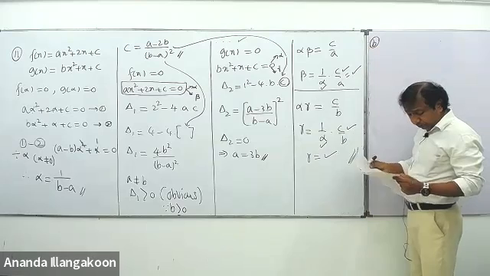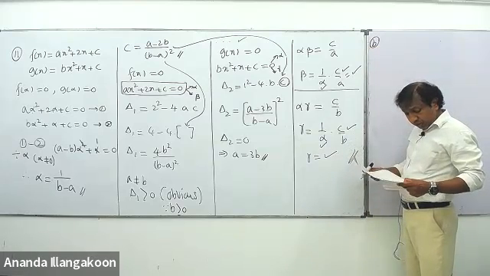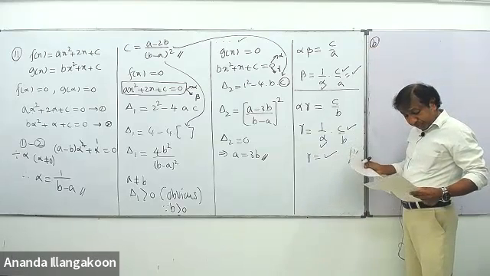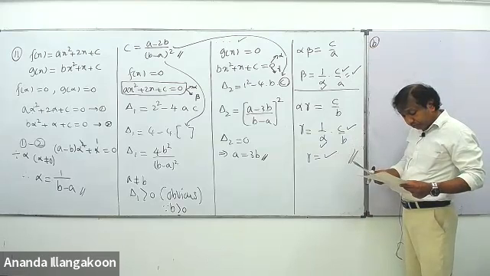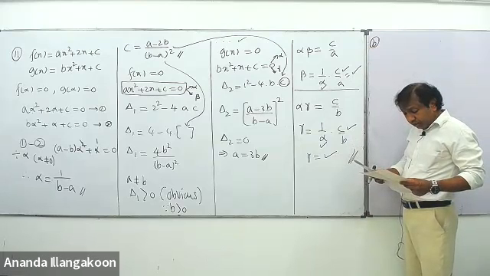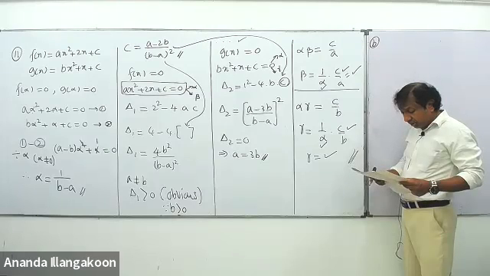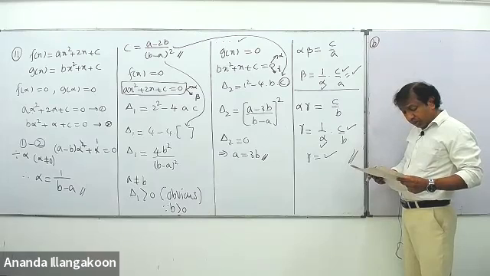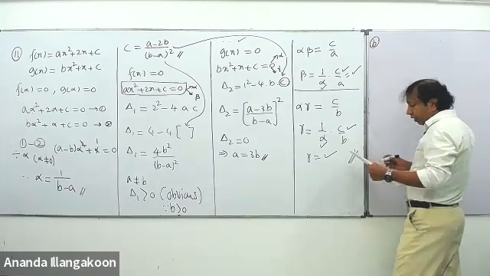Part B says h(x) equals ax cube plus bx squared plus cx plus 1, where a, b, c are real constants. If x squared minus 4 is a factor of h(x), then show that b equals minus 1 upon 4. Right. h(x) is given, right?